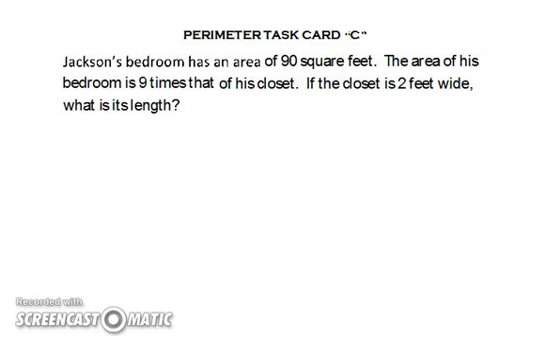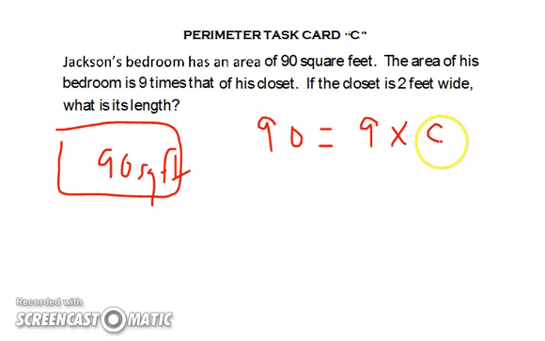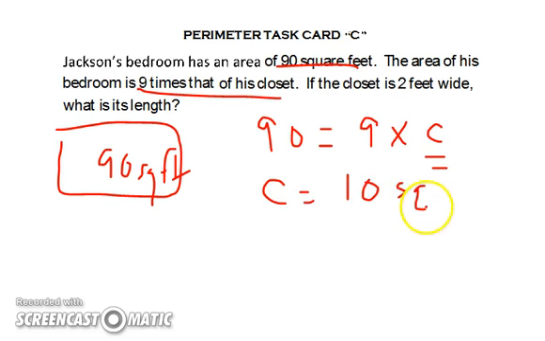Okay, it says Jackson's bedroom has an area of 90 square feet. So I'm going to draw his bedroom and put 90 square feet. The area of his bedroom is 9 times that of his closet. If his closet is 2 feet wide, what is the length? Well, first I have to figure out 90 is 9 times more than his closet. So what would the closet's area be? As it says, the room is 9 times more than his closet. So 9 times what number would give me 90? The closet has to have an area of 10 square feet.